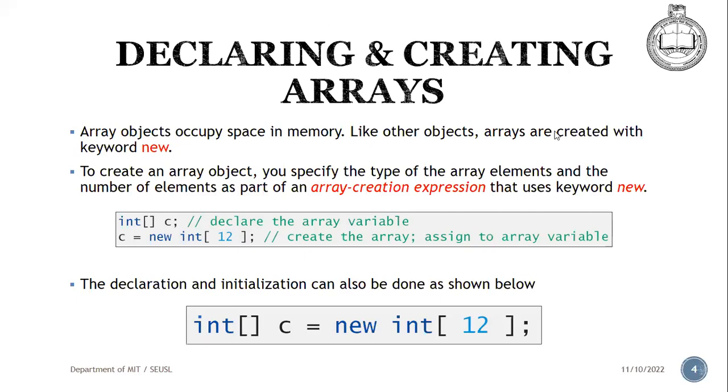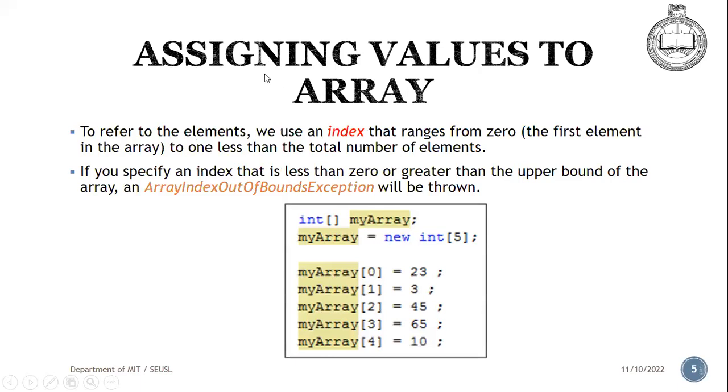Okay, so I'll move to the next part. As I told, assigning values to the array. This is our next topic we need to discuss. To refer to the elements, we use an index. This we have discussed, right? To refer or to access the elements that we are having in the array.